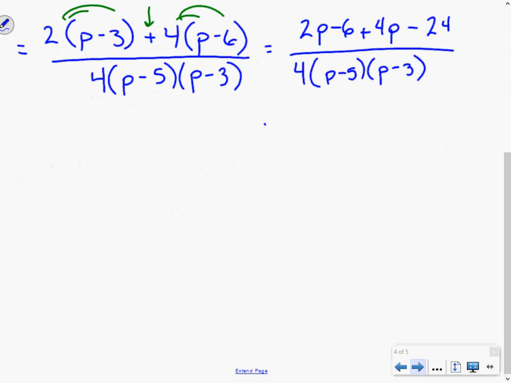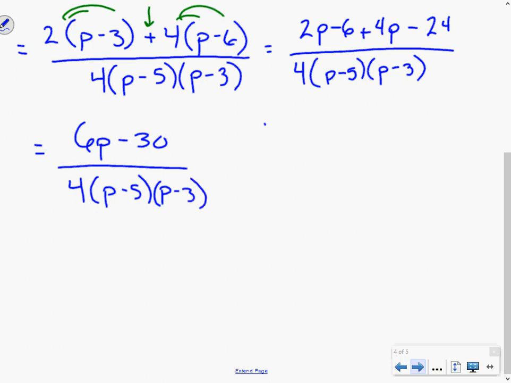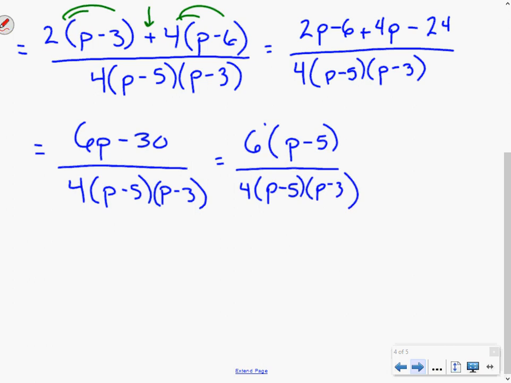Okay, let's combine like terms in the numerator. So we get 6p minus 30. We can factor out a GCF of 6 in the numerator. And there's a couple things we can do. First of all, we can now cancel out this common binomial of p minus 5. We can also reduce 6/4 to 3/2. So our final expression is going to be 3 over 2 times p minus 3.